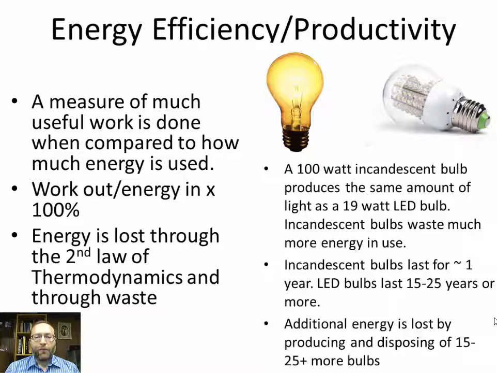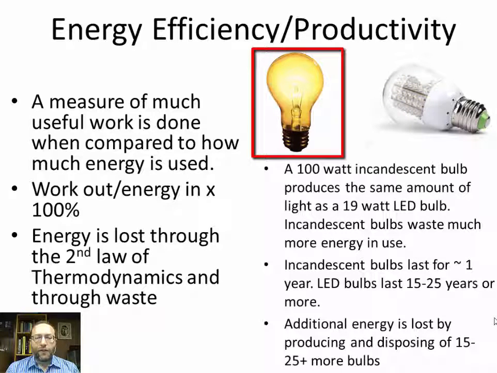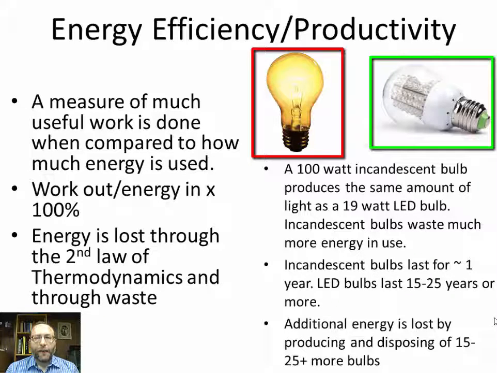Over here we have two light bulbs. We have the old style incandescent light bulbs, and we have the LED light bulbs. The third one I don't have there are the compact fluorescent light bulbs, or CFLs. A 100-watt incandescent bulb produces the same amount of light as a 19-watt LED bulb. Incandescent light bulbs waste much more energy in use. If you ever feel an LED bulb, it's not going to get anywhere near as hot as a 100-watt light bulb.